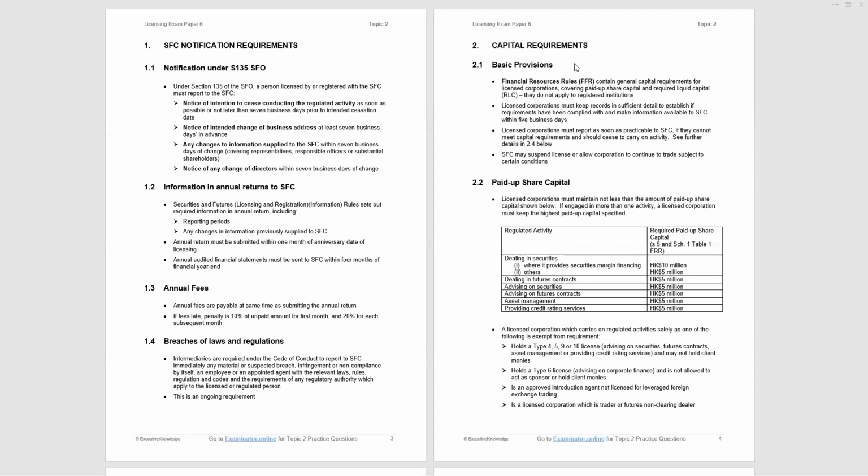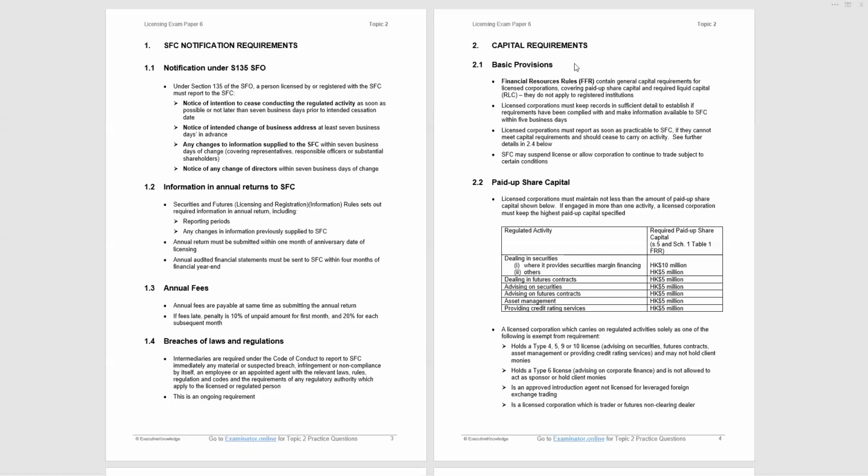One is the financial resource rules that we're covering now, and the other is the insistence of a statutory audit, and we'll come across audit a little later. So section 2.2 looks at paid up share capital. Licensed corporation must maintain a certain amount of paid up share capital.